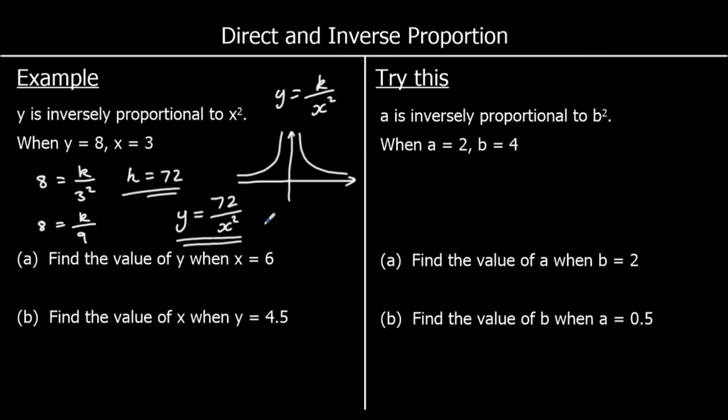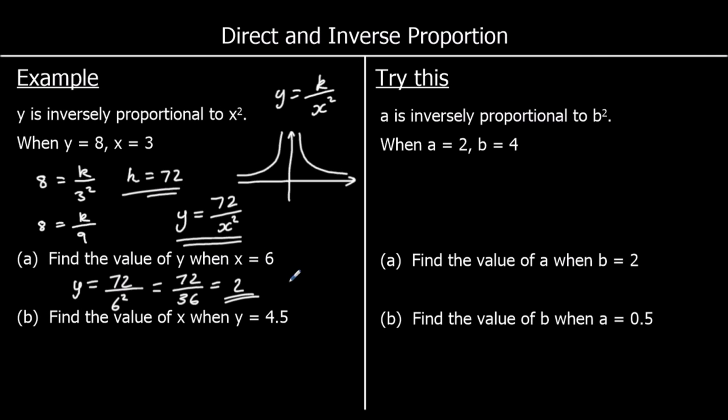Part A, find the value of y when x is 6. So we're going to change x to 6. So y equals 72 over 6 squared. 6 squared is 36. And 72 over 36 is 2.